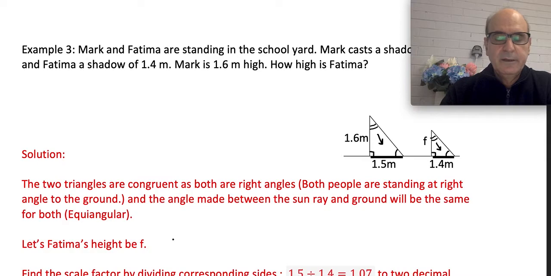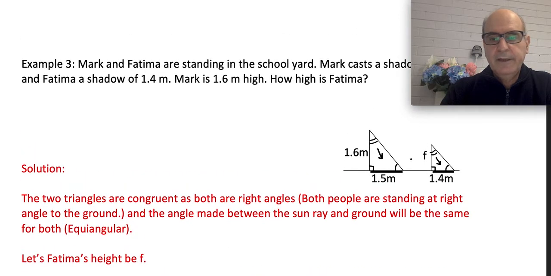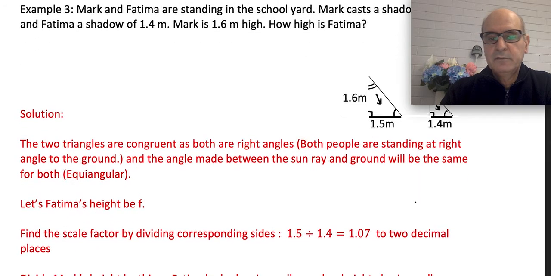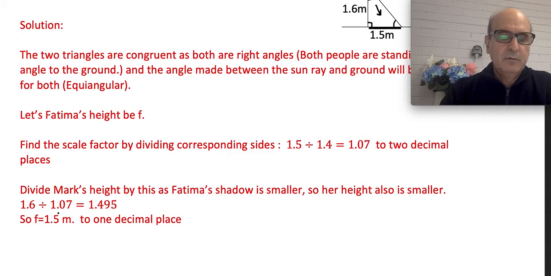Now we use the scale factor to find F. Because this belongs to the smaller triangle, we need to divide the corresponding side, which is 1.6, by the scale factor, which is 1.07. 1.6 divided by 1.07 gives us 1.495, or if you want to give to 1 decimal place, it is 1.5. Because this is 9 and this makes 4 to round up to 5. So Fatima is 1.5 meters.